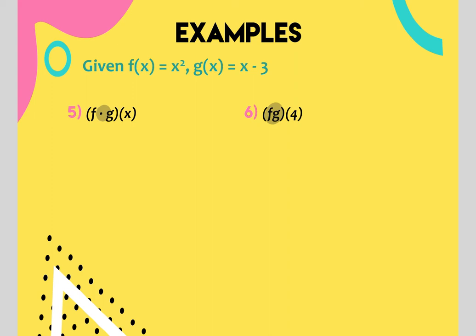So in the first example, there's an x, which means we're literally just taking f, which is x squared, and multiplying it times g, which is x minus 3. If they were both binomials, I would FOIL it out, but this is a monomial times a binomial, so I can literally distribute it in. So x squared times x is what? X to the third, and x squared times negative 3. Good. And that's it. That's as far as it wants you to go.